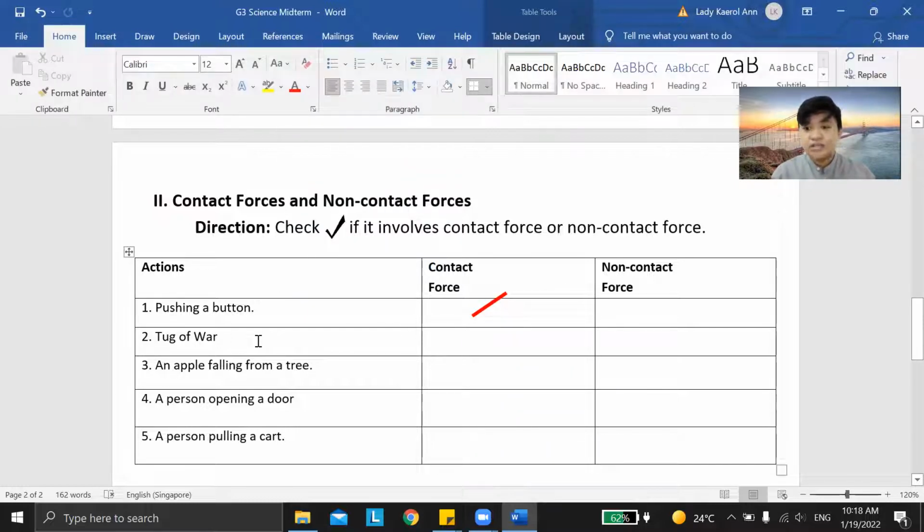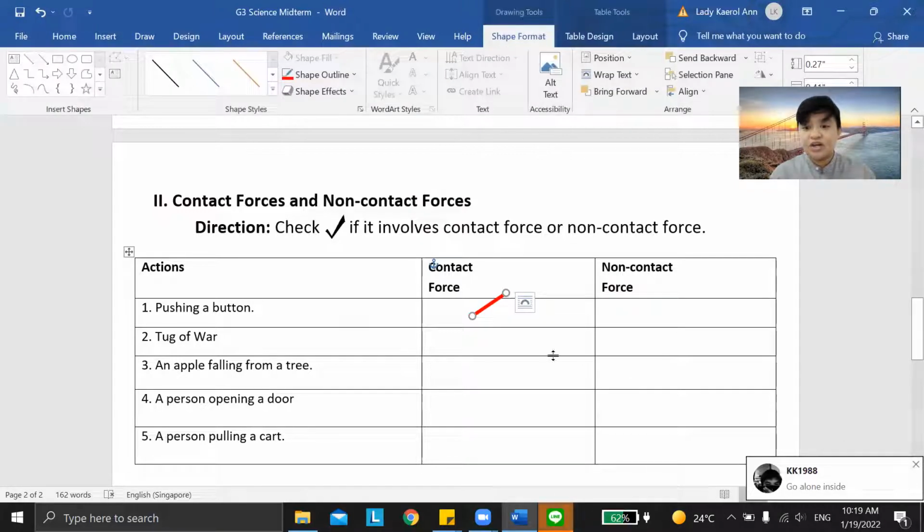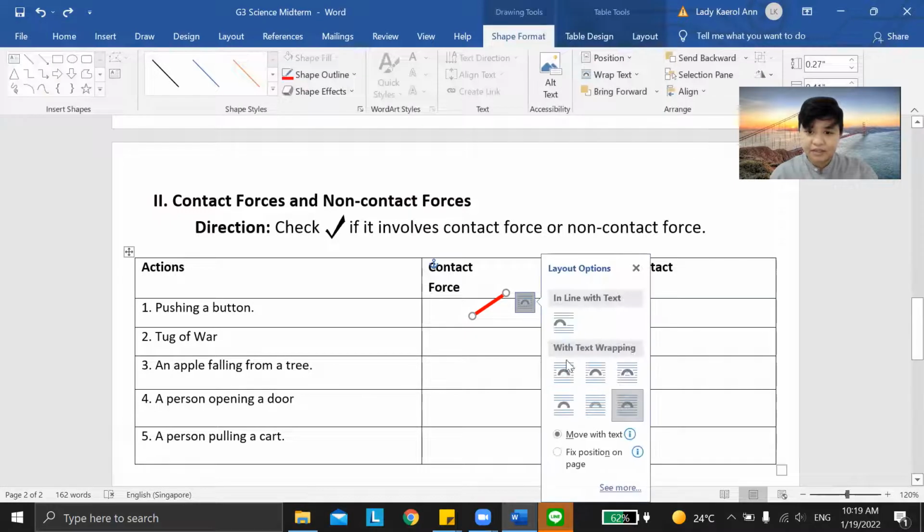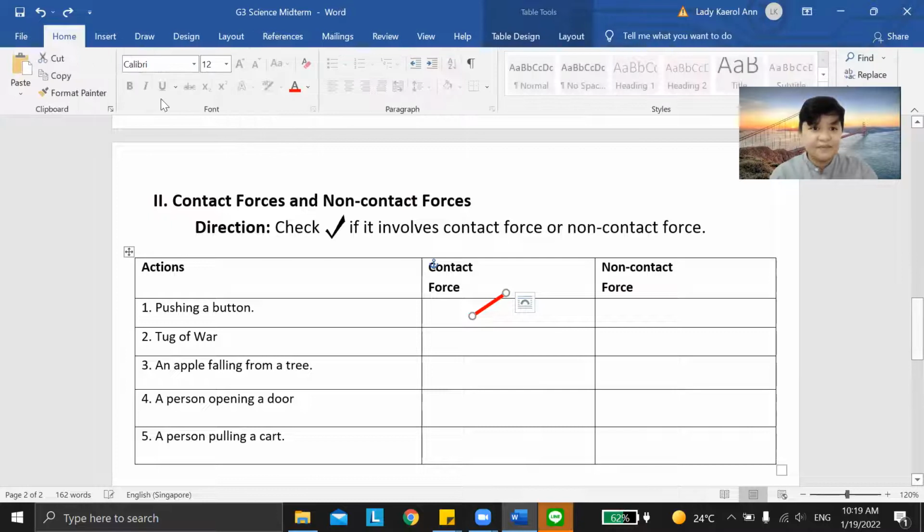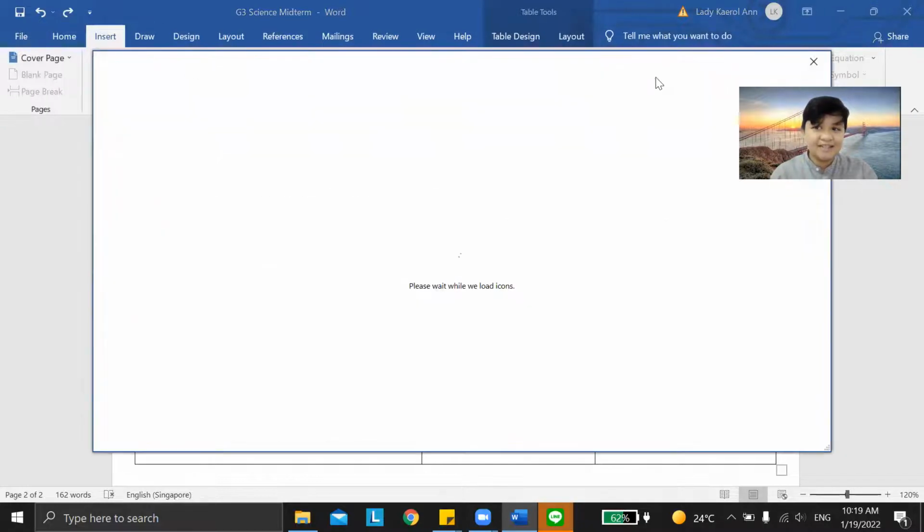Number two, tug of war. This game involves holding the ropes and pulling it. So it means that holding a rope means touching the rope. So it involves touch, which means contact force. Okay, let's copy this one.